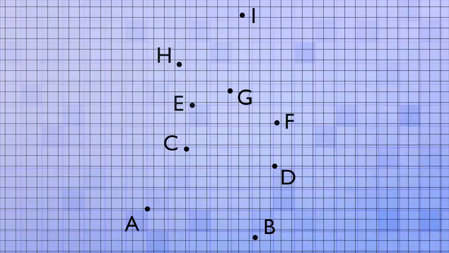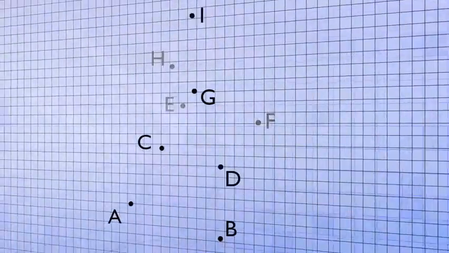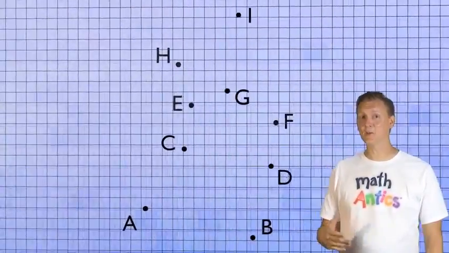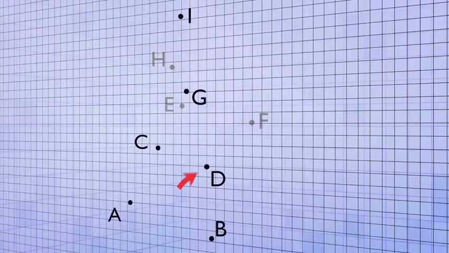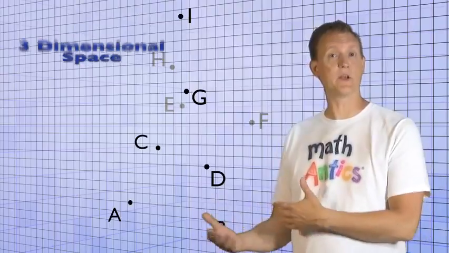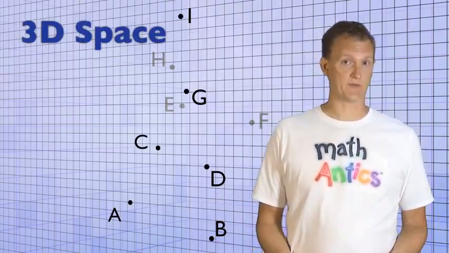Watch what happens if I start rotating the screen space a little bit. Aha! Now you can see that the points are actually scattered all over the place in space. Point D is actually in front of the plane that A, B, and C were in, along with some of the other points. And the rest of the points are actually behind the plane that A, B, and C are in. What we have here is a three-dimensional space, or 3D space for short.